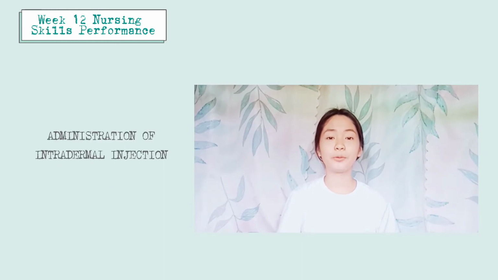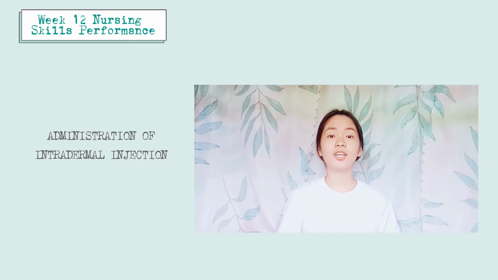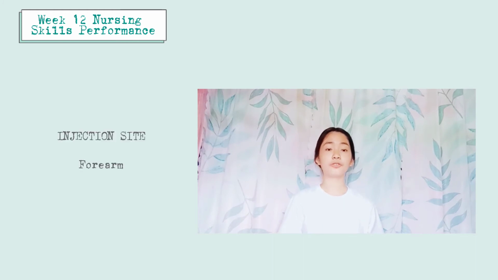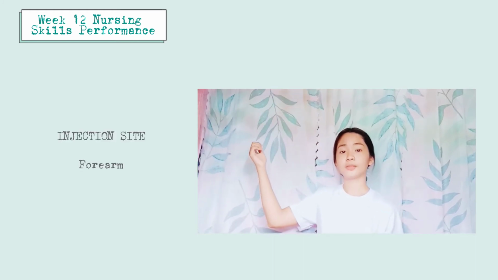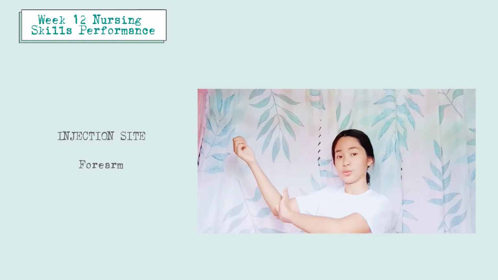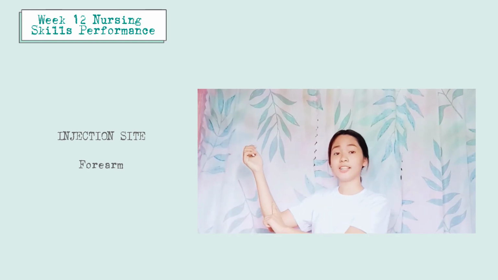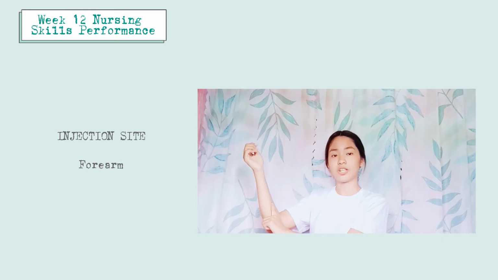And for today's video, I am going to demonstrate the proper way to administer a drug through intradermal injection. So first, let's talk a little bit and I'll show you how to do it. The first thing you need to know is where it is done. It is commonly done on your forearm, 4 fingers below your AC. So 1, 2, 3, 4, and it is right here, the most common injection site for intradermal injection.